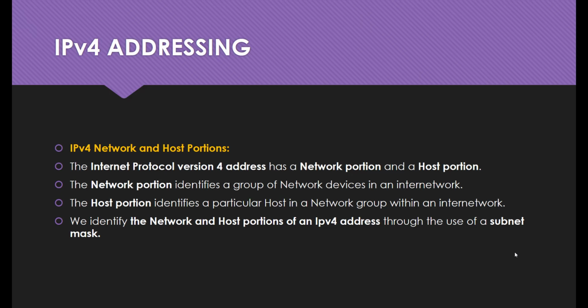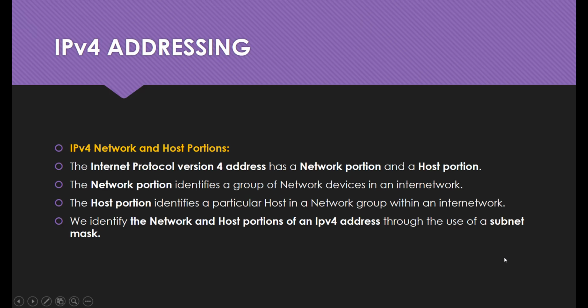So let's talk about IP version 4 network and host portions. The Internet Protocol version 4 address has a network and a host portion. The network portion identifies a group of network devices in an internetwork, while the host portion identifies a particular host in a network group within an internetwork. So a host portion of the IP address identifies a device, while the network portion identifies the network to which that device belongs. We identify the network and host portions of an IP version 4 address through the use of a subnet mask.